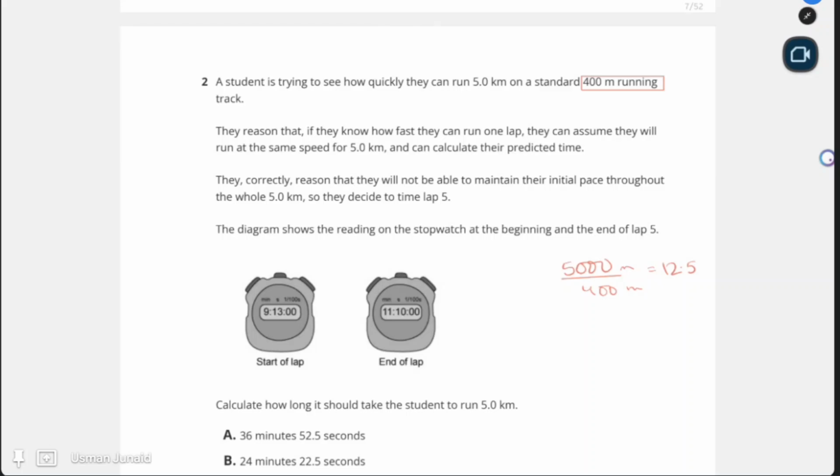So he's running one lap in how much time? Can you tell me the difference of this again? The difference between them is 203. Oh, three. So, three.